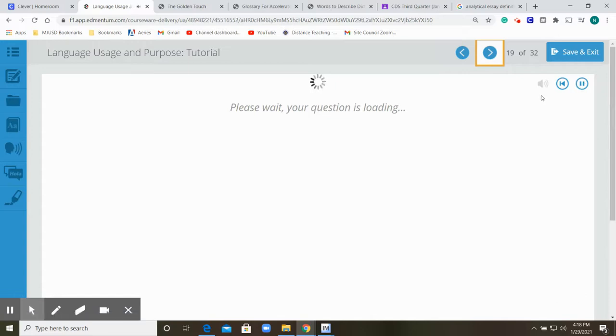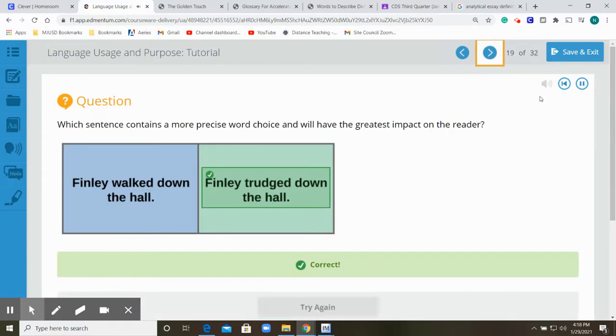Which sentence contains a more precise word choice and will have the greatest impact on the reader? Finley walked down the hall, or Finley trudged down the hall. Yes, walked has a literal definition of what Finley is doing. However, trudged gives the connotation about exactly how he walked down the hall.